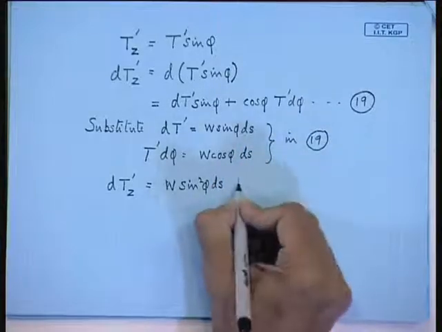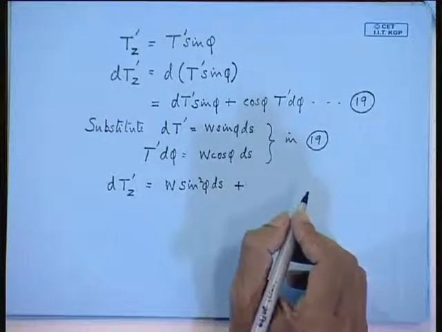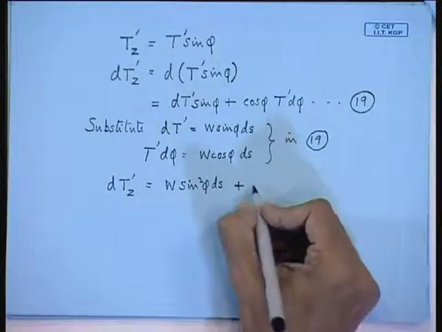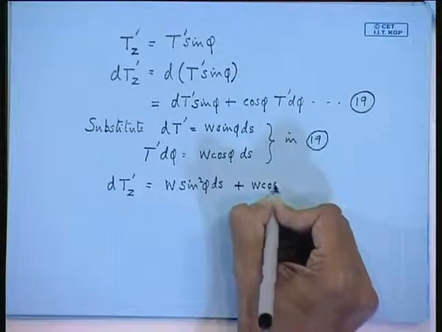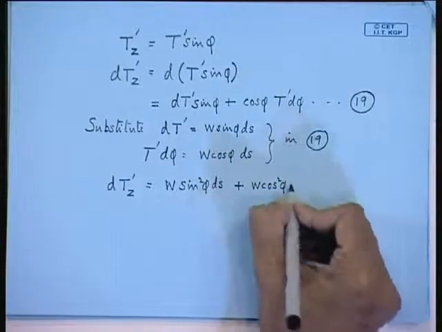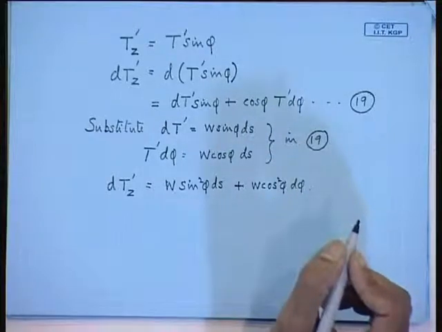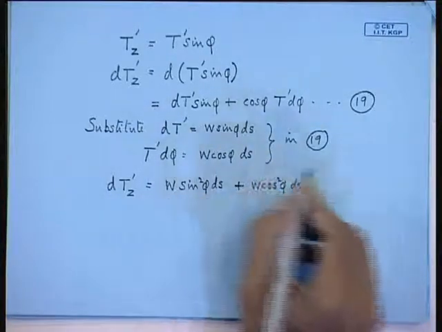Second term. So, your T prime d phi is again W. So, this will be again W cos square phi. So, this is W cos square phi d phi, isn't it? Sorry, this will be ds.